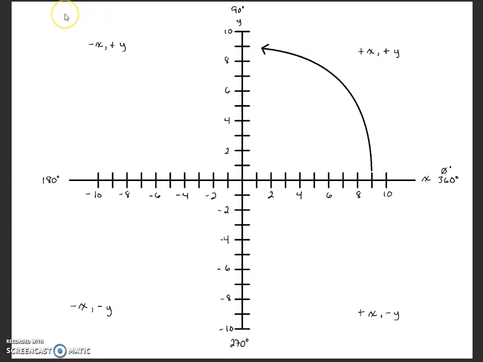So, what we have here is a coordinate system. And we have the x-axis, we have the y-axis, and our degrees. So we start off, we have 0 degrees. If we rotate counterclockwise here, we have 90 degrees. We keep rotating, 180. We keep rotating, we have 270 degrees.